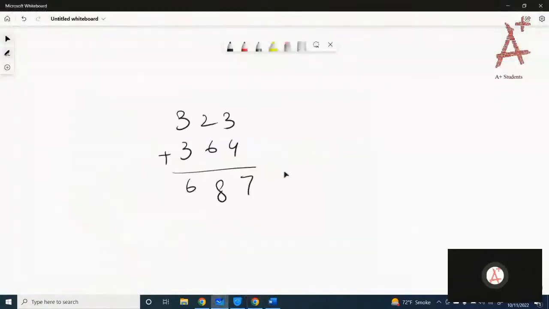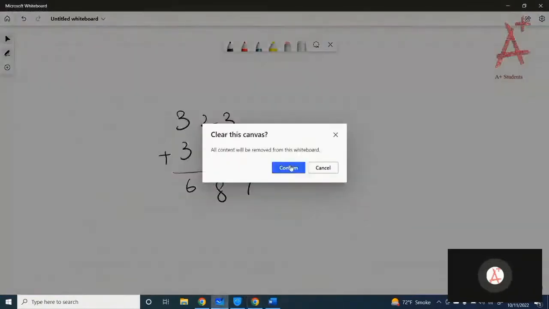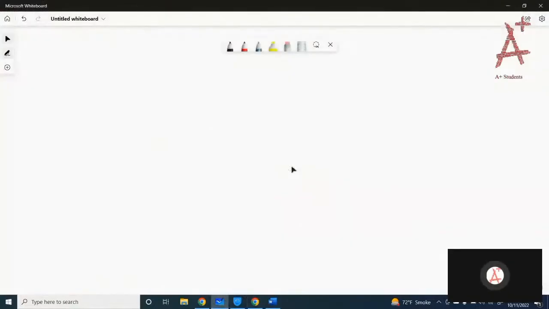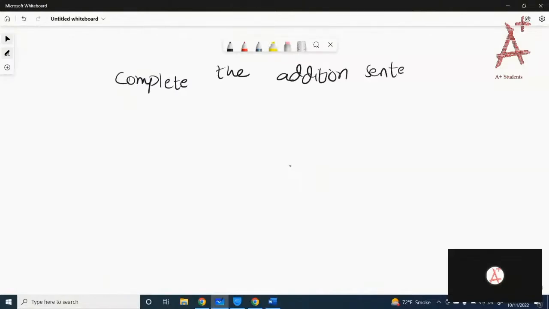Okay, the next topic is complete the addition sentence up to 3 digits. Here, in this case, let me write down the lesson name. You are given one of the numbers and the sum, and you have to find the missing number. The topic is complete the addition sentence up to 3 digits. Okay, let's start with an example.